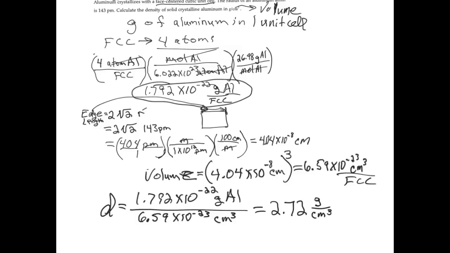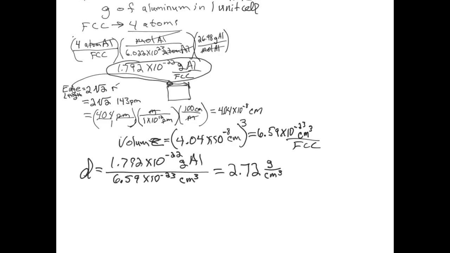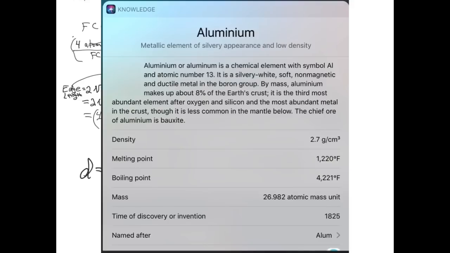But let's compare that to the actual listed density for aluminum, which I will look up and write down here and see how they compare. So I just asked Siri, I have on my iPad here, what is the density of aluminum? And Siri gave me this answer, 2.7 grams per cubic centimeter. So guess what? And this is the part that I find neat.